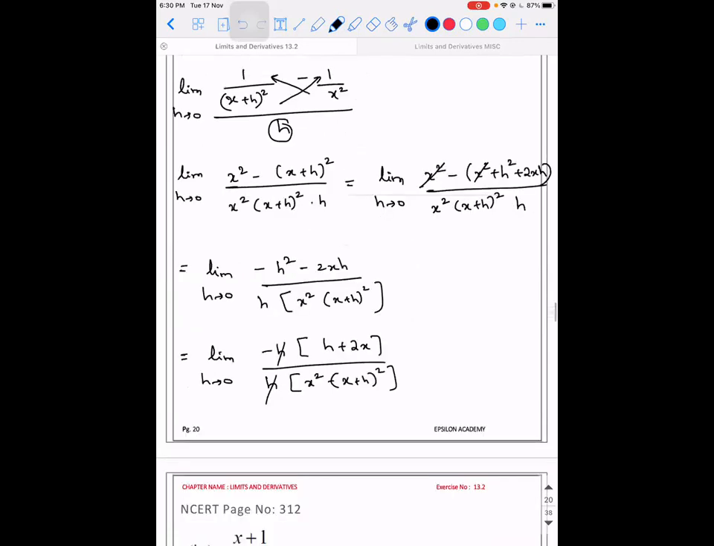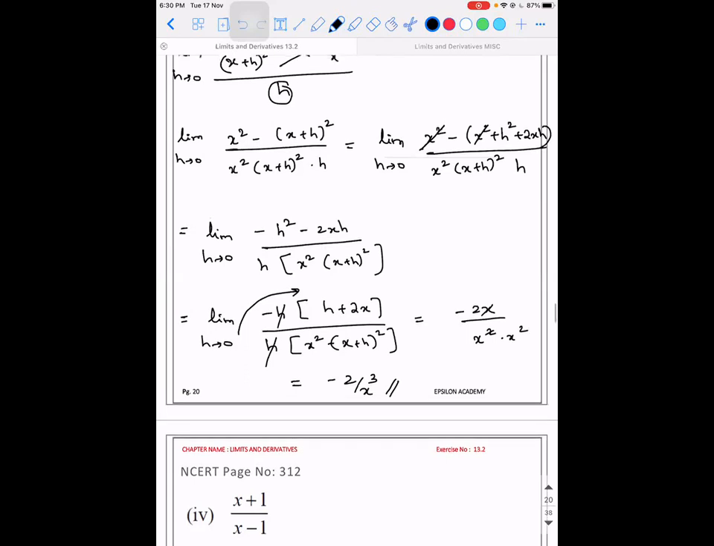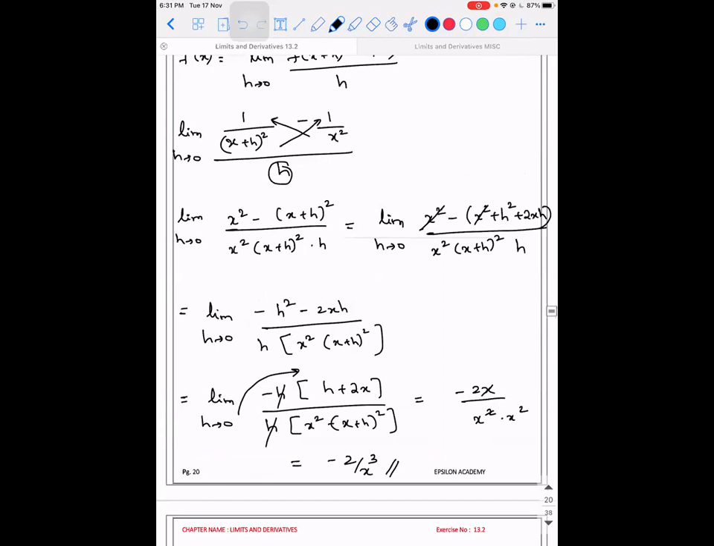So h and h will get cancelled. H tends to 0, substituted here. It will be minus 2x divided by x square into x square. So 1x is gone. It will be minus 2 divided by x cube. So that is the required answer. Minus 2 by x cube is right. I will tell you how to verify it. Okay. First, make a note of it. If there is any doubt, get it clarified.